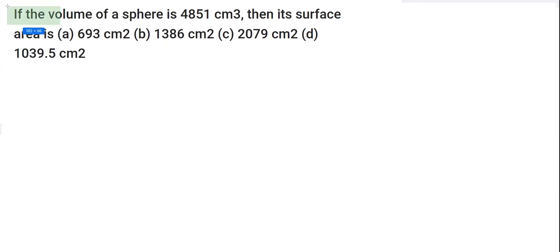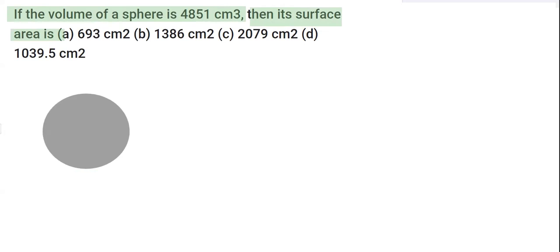In the next part, it says that if the volume of a sphere is 4851 centimeter cube, then the surface area. So what we know here is the volume of a sphere, and you must be knowing its shape. So this is a sphere here, and this should be taken as its radius.